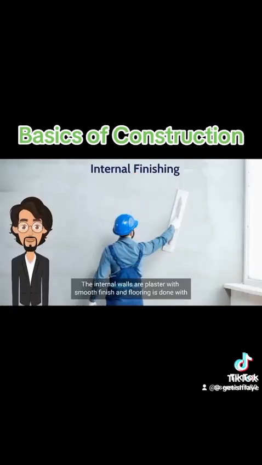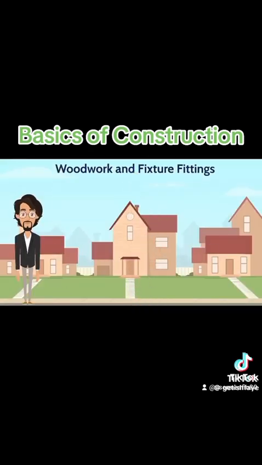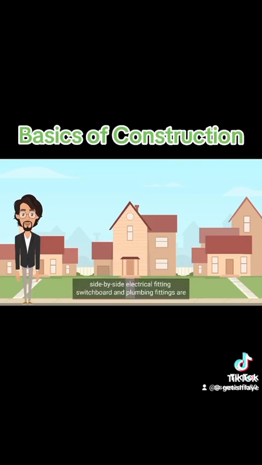Internal walls are plastered with a smooth finish and flooring is done with tiles. Later on, the walls are painted or textured. The final stage in building construction is woodwork and fixture fittings. Following this step, almost all construction work is completed and then furniture work is started. Side by side, electrical fitting, switchboard, and plumbing fittings are completed in the bathrooms and kitchen areas too.